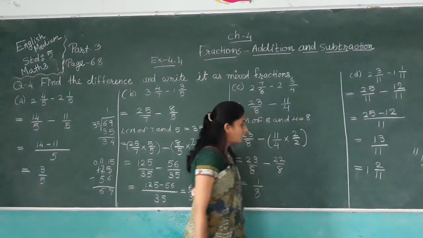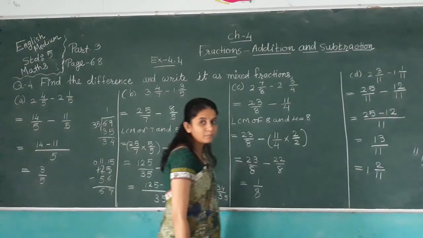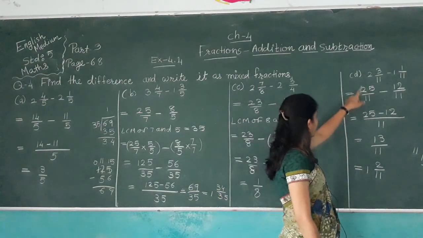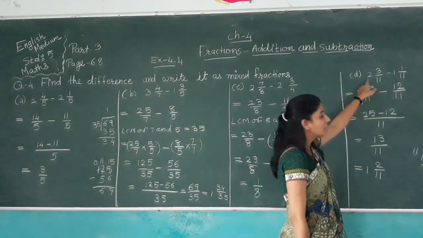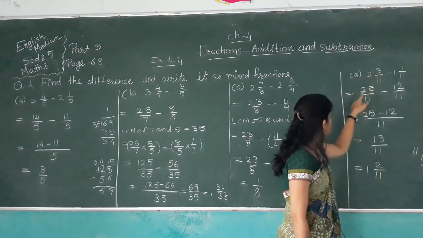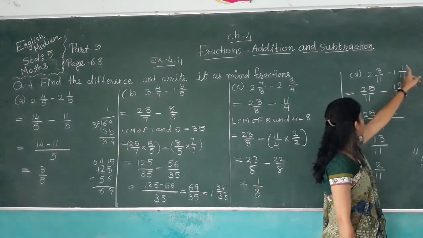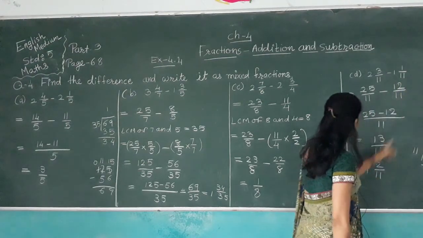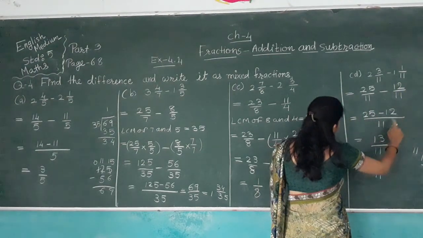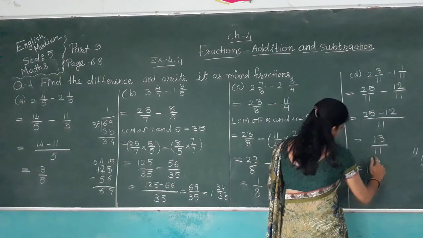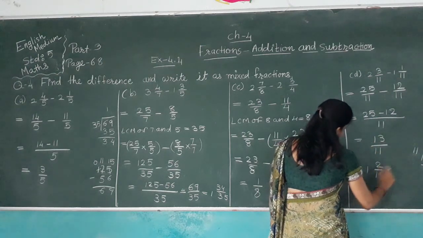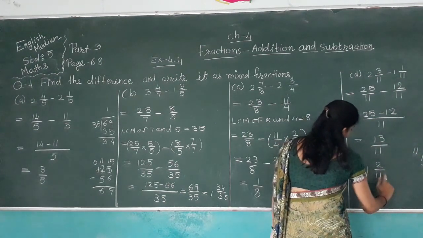Once again: 11 2s are 22 plus 3, 25 out of 11, minus 11 1s are 11 plus 1, 12 out of 11. 25 minus 12 out of 11, 13 out of 11. 13 minus 11, 2. We get the answer 1 and 2 out of 11.